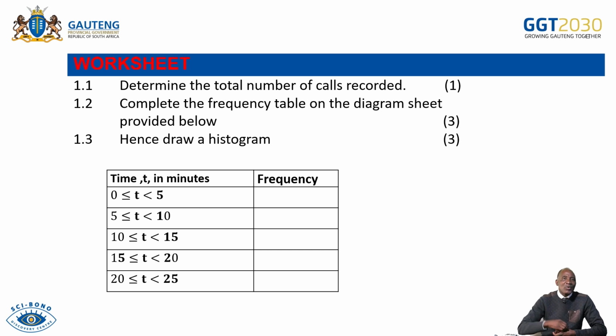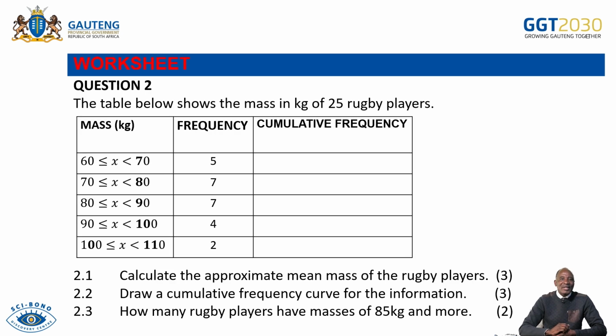You shall receive the worksheet. You shall come back to the presentation. You will find this worksheet towards the end, and then complete this table. This time you are reversing from the cumulative frequency curve to find the corresponding frequencies, just like you did with a histogram. Then hence, draw a histogram and then answer all other questions.